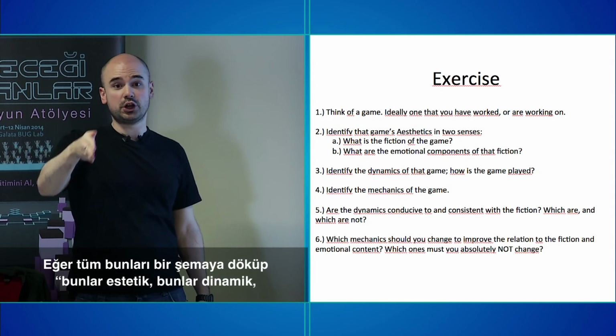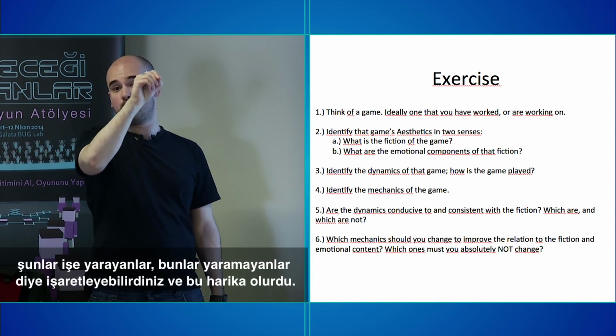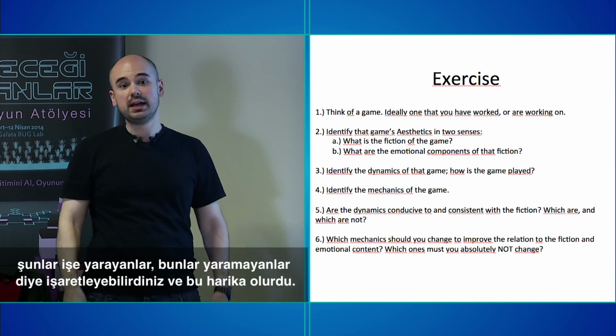So if you can put this in columns and say these are the aesthetics, these are the dynamics, these are the mechanics, and these are the ones that are working well and these are the ones that are working less well, that will be great.